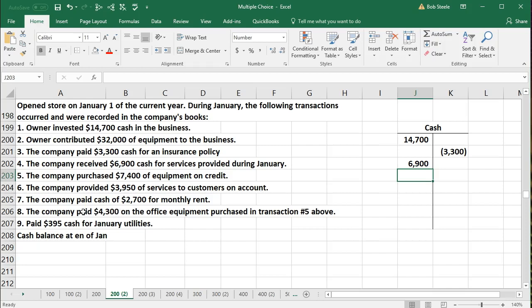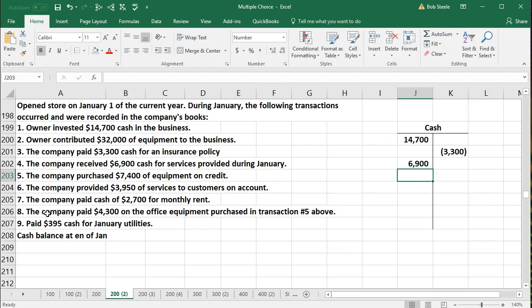6 then says the company provided $3,950 of services to customer on account. That means that we did work for customers, earning revenue, crediting revenue, but then not debiting cash because this time we have this on account again. That on account this time meaning accounts receivable rather than cash being received.